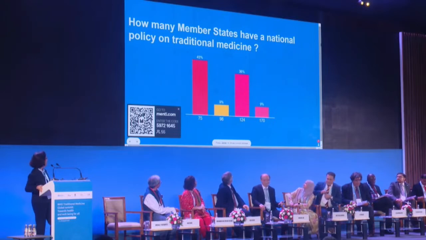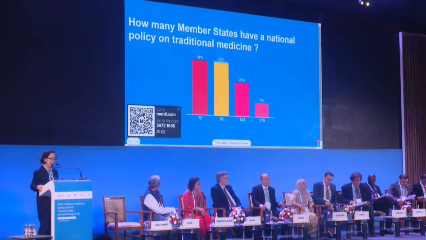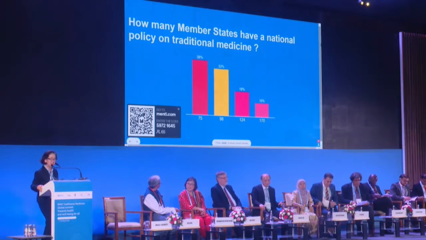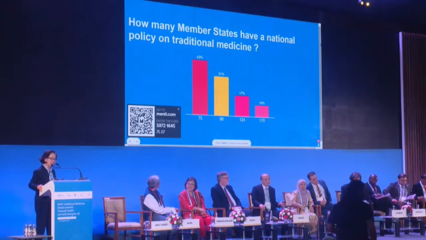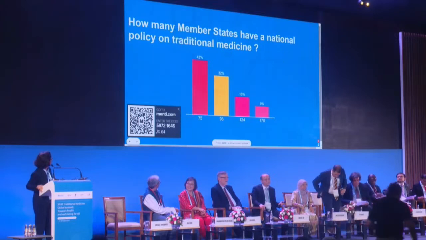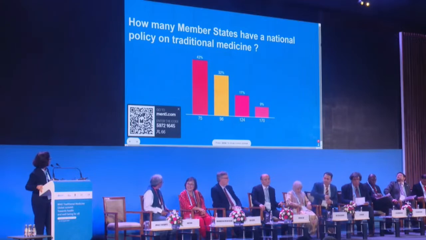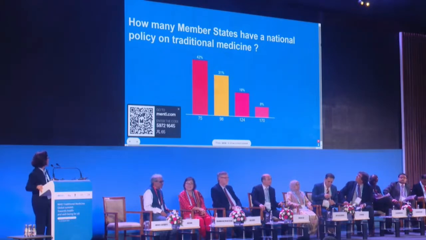Nobody answered. 98? Okay. National policies on traditional and complementary medicine mean the role of government in the development of traditional and complementary medicine in healthcare systems. You have objectives and goals. So the majority answered 75, then 98 member states at 32%, 124 at 17%, 19%, and the last one, 170, at 8%.